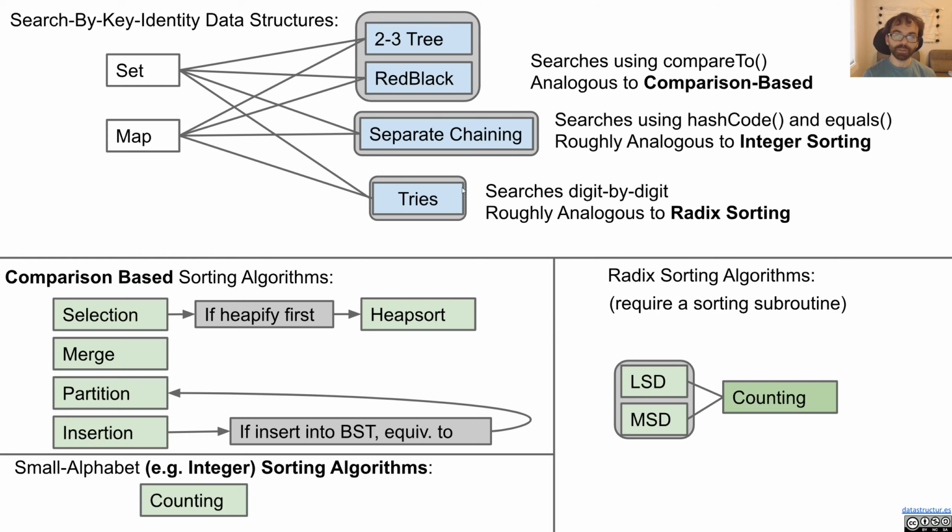Now, hash tables you could think of as kind of like counting sort. It's not as clear a connection, but it is somewhat analogous to integer sorting. You use hash code and equals to keep your information in order. But with counting, you do something else where you're exploiting space in order to save time. In that sense, it's an analog. And then lastly, our tries, which allowed us to search digit by digit, were roughly analogous to radix sorting.